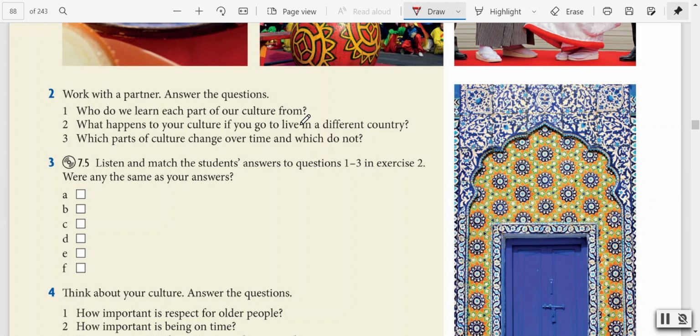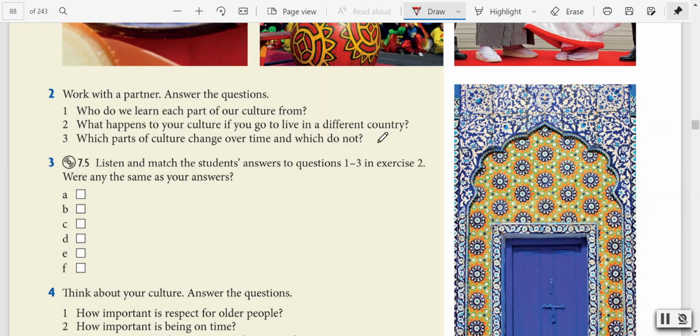We can learn culture by whom? By parents or media. And what happens to your culture if you go to live in different countries? Okay, while you are going to another country, sometimes it gets stronger, or sometimes die out.